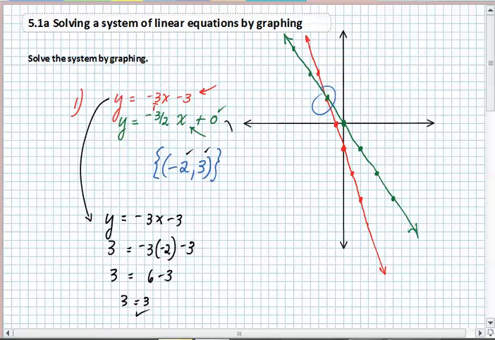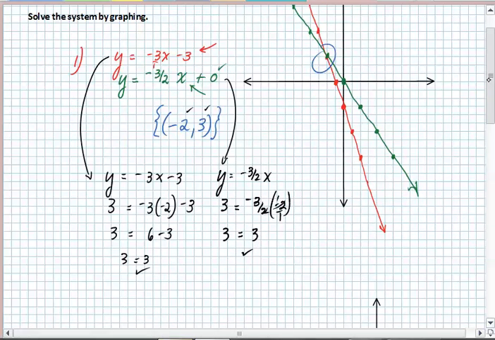Okay, let's write this one down here, and let's check this one. It has to work in both of them. So we have y equals -3/2 x. So now I'm going to put in 3 equals -3/2 times the -2. So 3 equals, this is 2/1, the 2's cancel, I get -1 times -3, which is 3, and that also works. So if you are not sure your answer is correct, if you're not sure your drawing has been accurate enough, then you can actually check it by substituting back in. Okay, let's take a look at a couple of others.